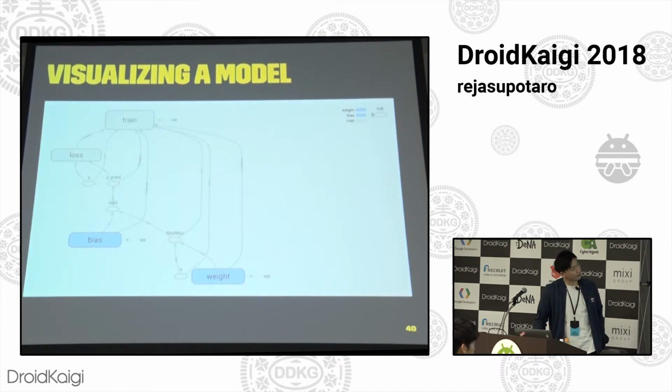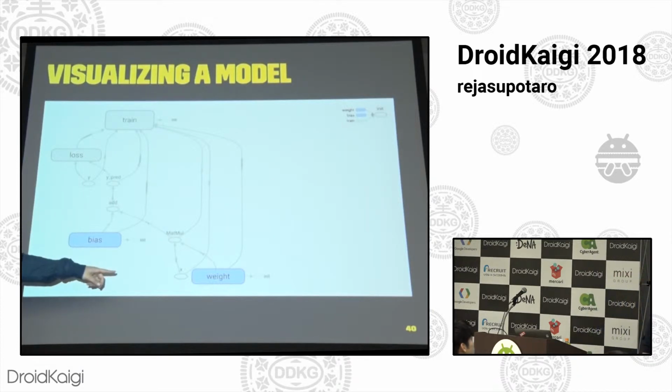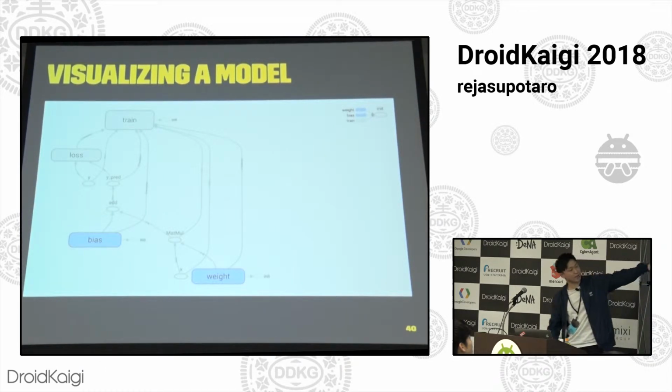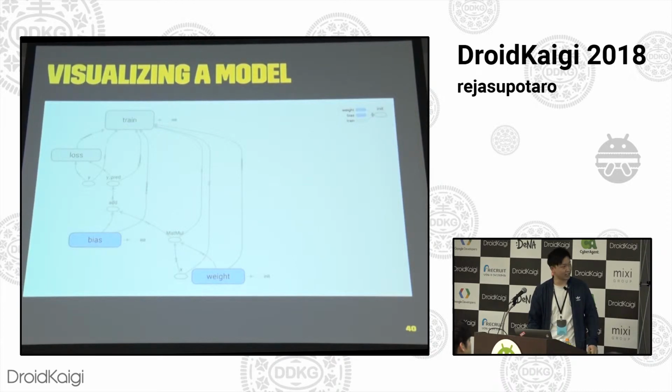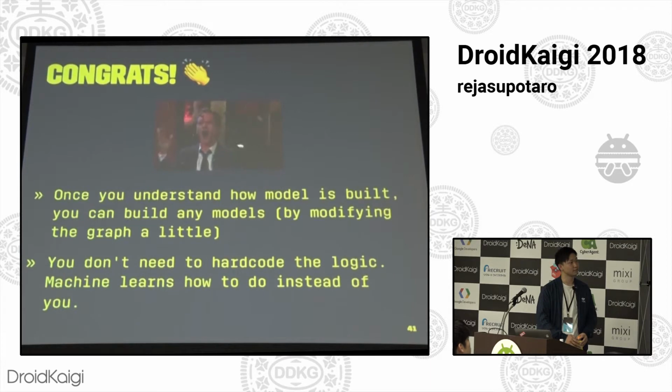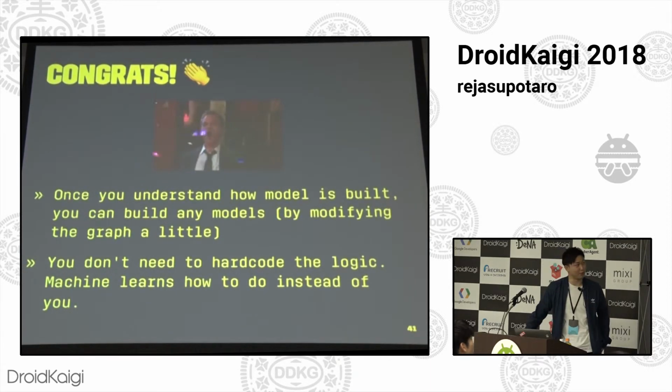The visualized graph is here. The input is here, x, and the predicted value is here. Then calculate the loss and update variables. Then repeat this process again and again until the loss becomes small enough. That's it. You've already understood how to build a model.